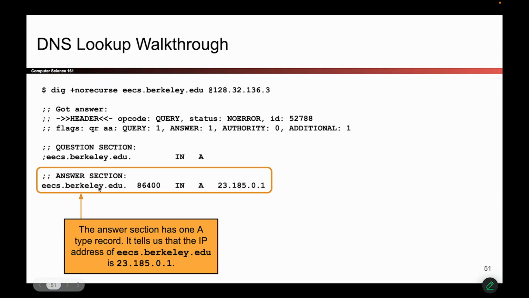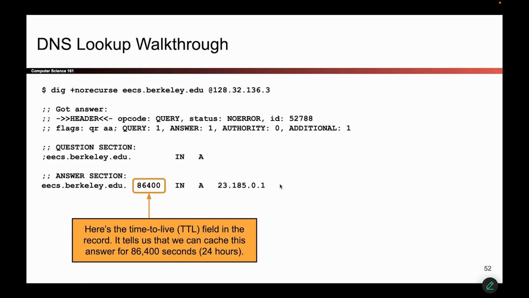And so here we are. It's not blank. Here is the human readable domain name. Here is the IP address. The type is A because that's the data type you use when there's a domain name on the left and an IP address on the right. And in case you're wondering what these numbers were, that's the time to live. It tells us that you can keep this record around for 24 hours. So if you ever ask for eeks.berkeley.edu's IP address again in the next 24 hours, it's in your cache. You don't have to go through all this trouble again. So that's the whole story. That's a DNS lookup walkthrough in all of its glory.